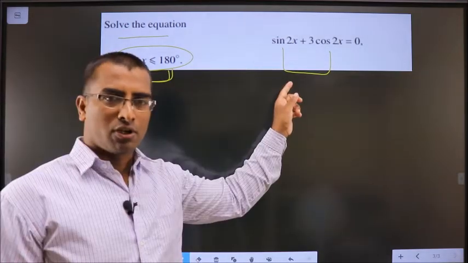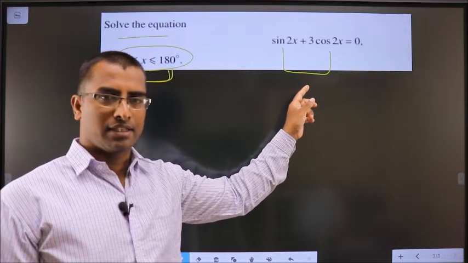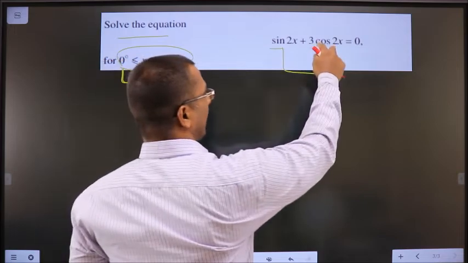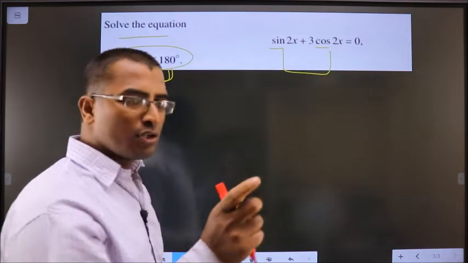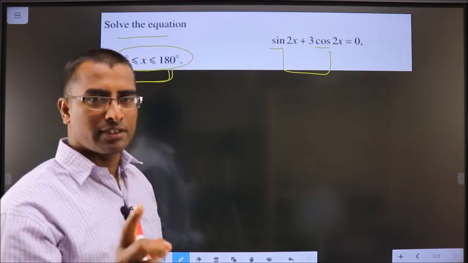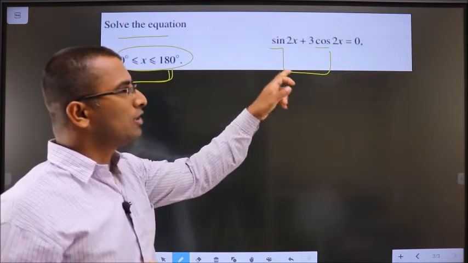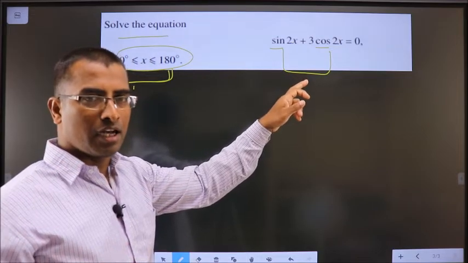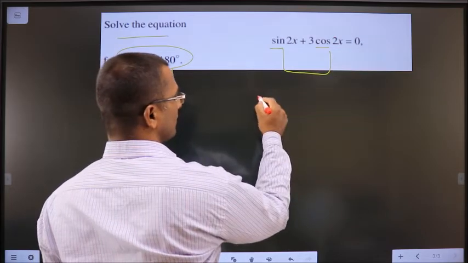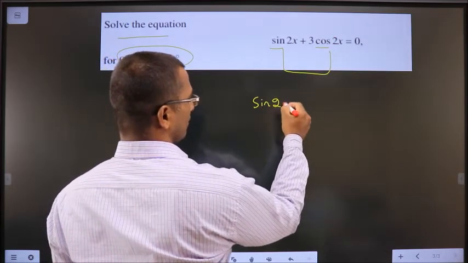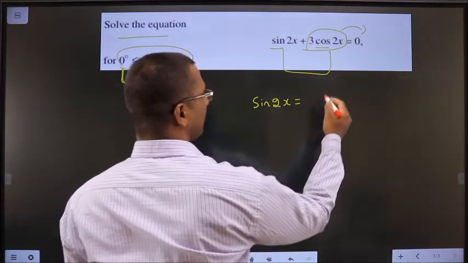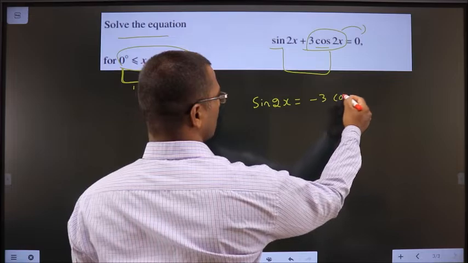You need to find the values of x satisfying this particular equation. To solve this trigonometric equation, there are two trigonometric ratios present, sine and cos. To solve any trigonometric equation, you should make sure that only one trigonometric ratio is present. When two are present, I make them into one. How? See here. I send 3 cos 2x to the other side. When this entire thing shifts to the other side, it will become minus 3 cos 2x.